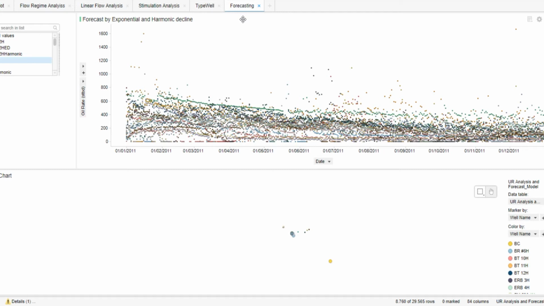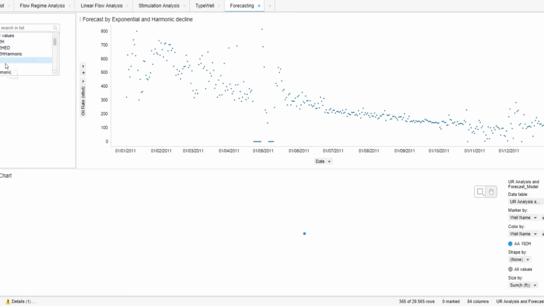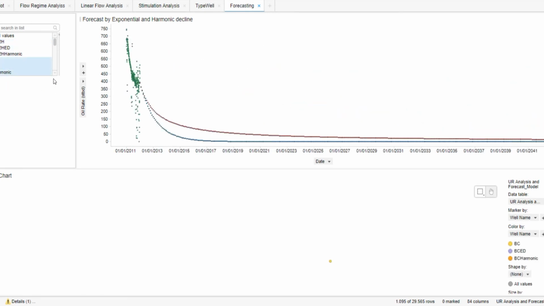In this dashboard we have two kinds of forecasting. We have the exponential decline and the harmonic decline forecasts, and as we can show here, in this well we have the early part, the historic data, and we have the harmonic forecast on the top and the exponential decline at the bottom, and this gives the envelope or the range of expected forecast with time.